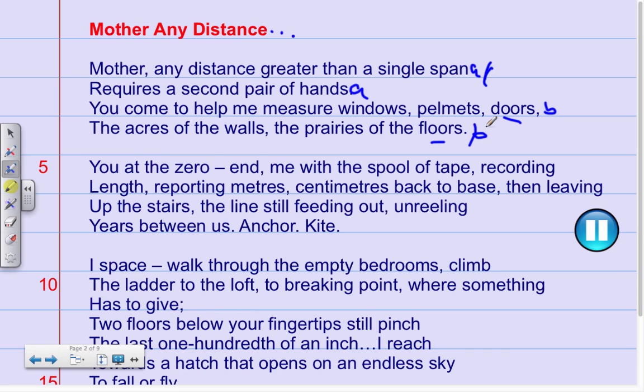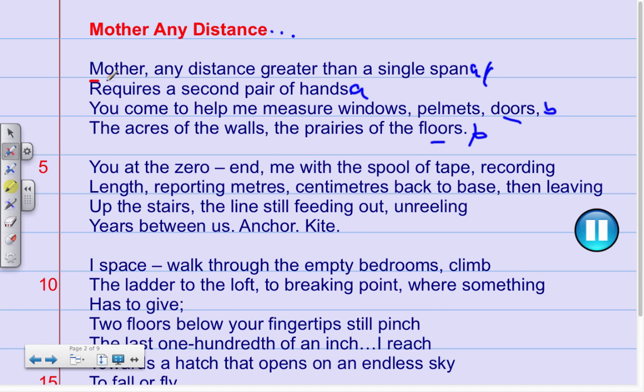So thinking of the rhyme and the use of enjambment in this poem is something that will stand you in good stead. And definitely worth thinking about in terms of how it relates to the relationship between the mother and the narrator. So we'll talk more about that as we go through.